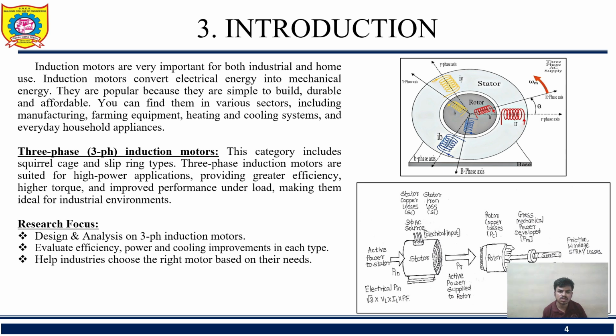These motors are found in factories and manufacturing units, second in farming machines, and third in heating and cooling systems and home appliances like fans, washing machines, etc. Three-phase induction motors are mainly of two types: squirrel cage induction motors and slip ring induction motors. These motors are used for high power applications because they give better efficiency, provide more torque, and perform well even under heavy load conditions.